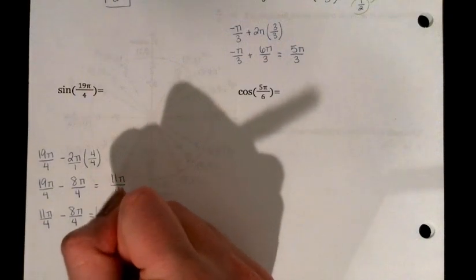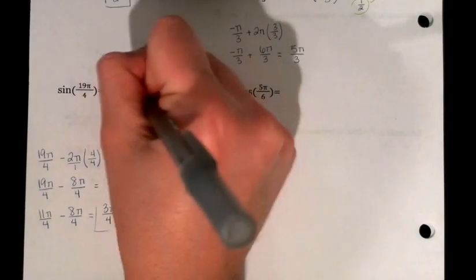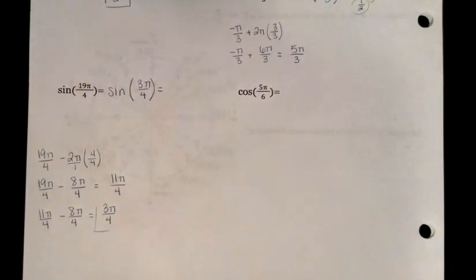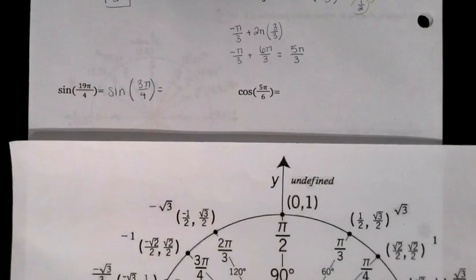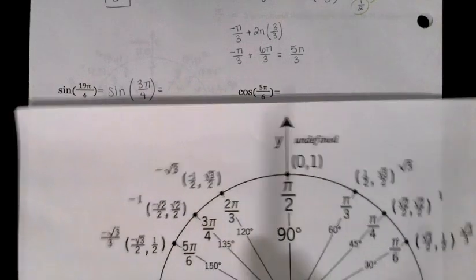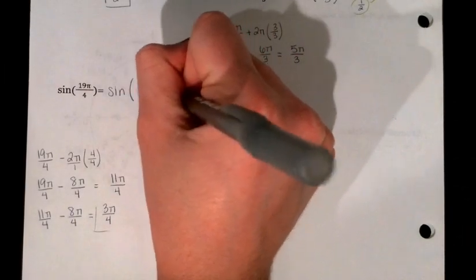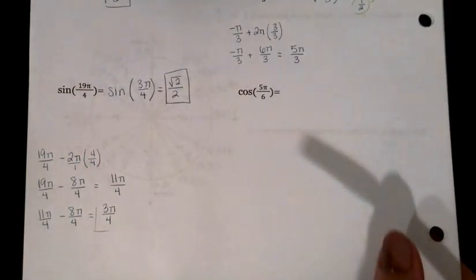This angle is on my unit circle. So sine of 19 pi over 4 can be rewritten as sine of 3 pi over 4. And then I can find that using my unit circle. Sine is going to be the y value of my terminal point. So grabbing my unit circle, 3 pi over 4 is right here. So the y value of my point is square root of 2 over 2. And we're done. So we're going to flip to the next page.